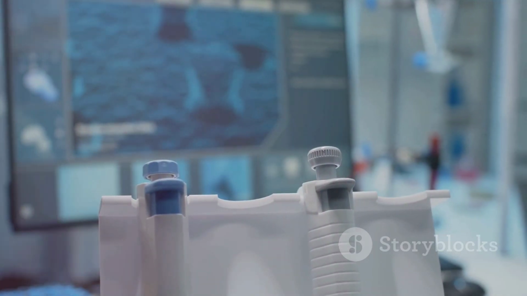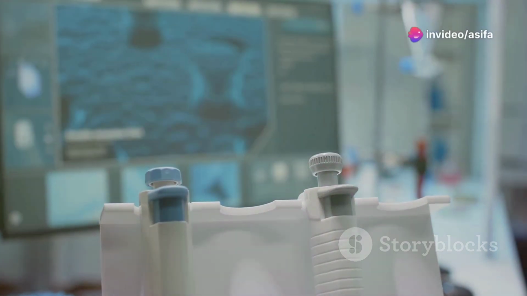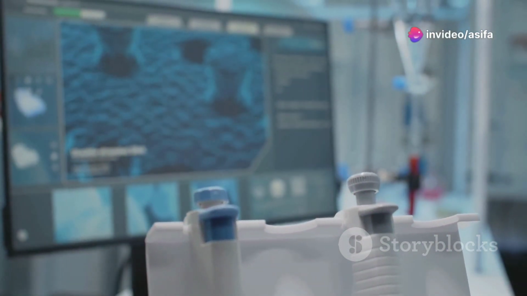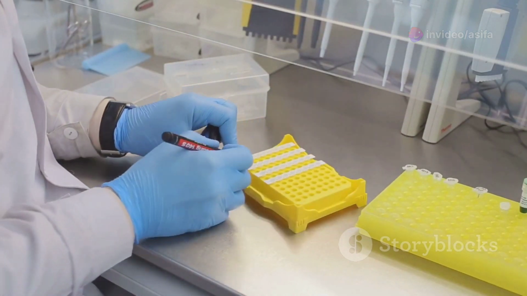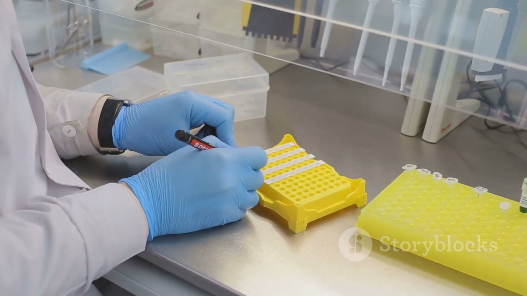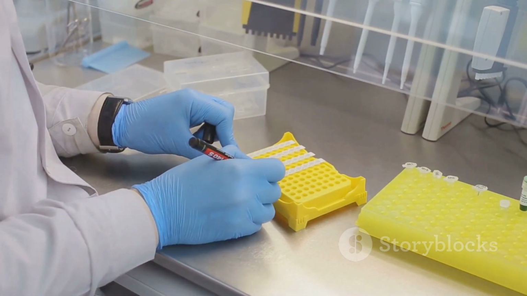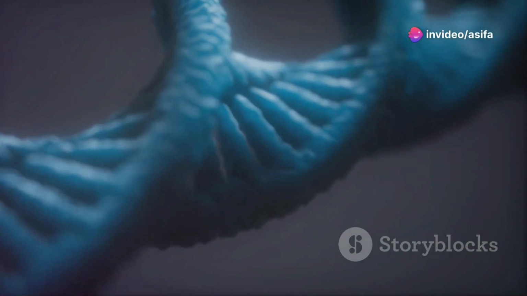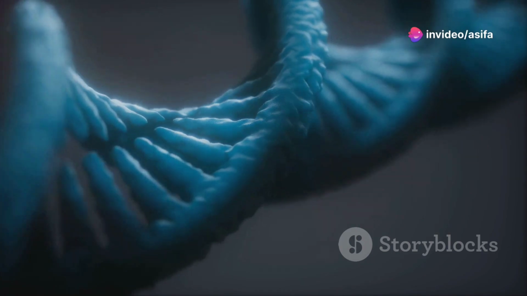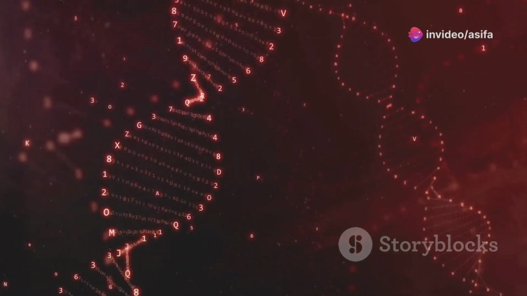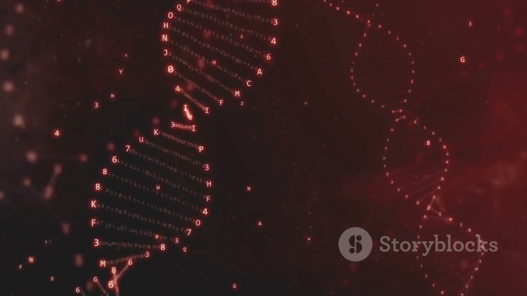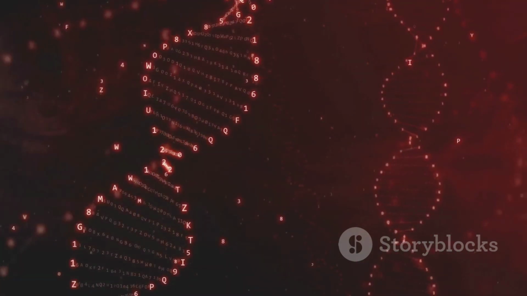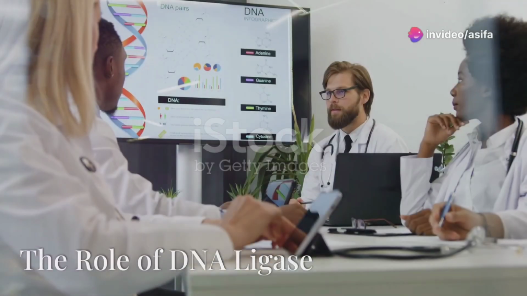These fragments, called Okazaki fragments, are synthesized discontinuously. Each fragment is initiated by a short RNA primer. They are later joined together by another enzyme called DNA ligase, which ensures the integrity and continuity of the lagging strand. This difference in replication between the leading and lagging strands arises from the directional limitations of DNA polymerase. Understanding these mechanisms is essential for comprehending how genetic information is accurately passed on during cell division.